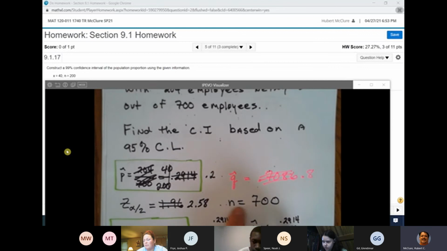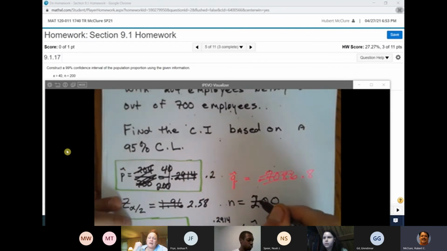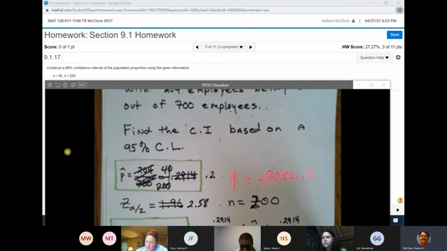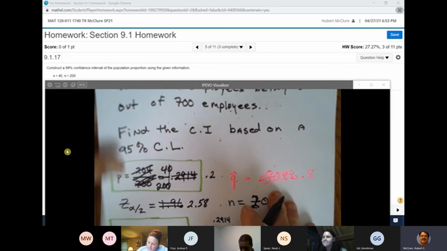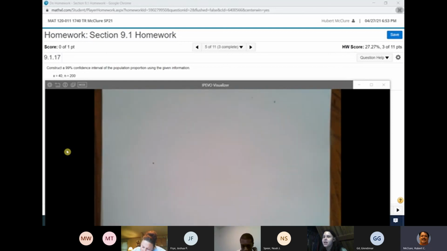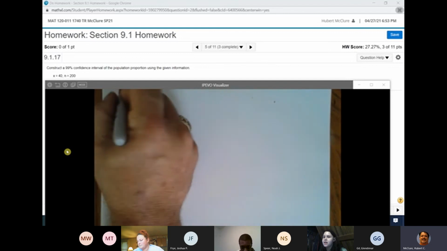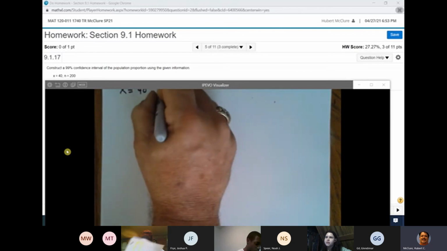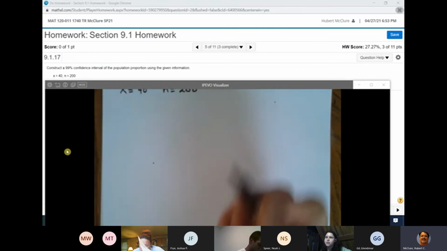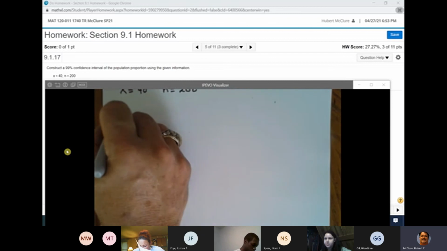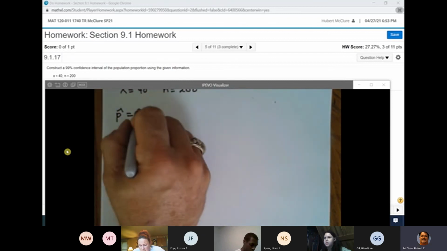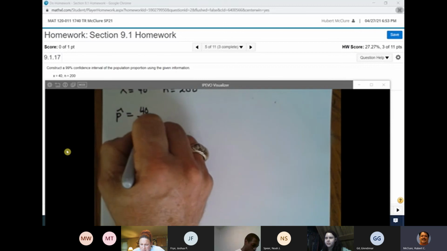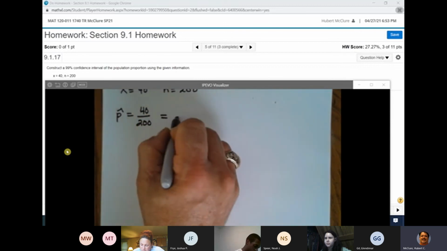Okay, the only thing different is N is equal to 200 here. So I'm going to change that to 200, so I can get to work now. I'm going to rewrite everything over here for you. So X is equal to 40 and N is equal to 200. P hat is equal to 40 over 200, which is equal to 0.2.